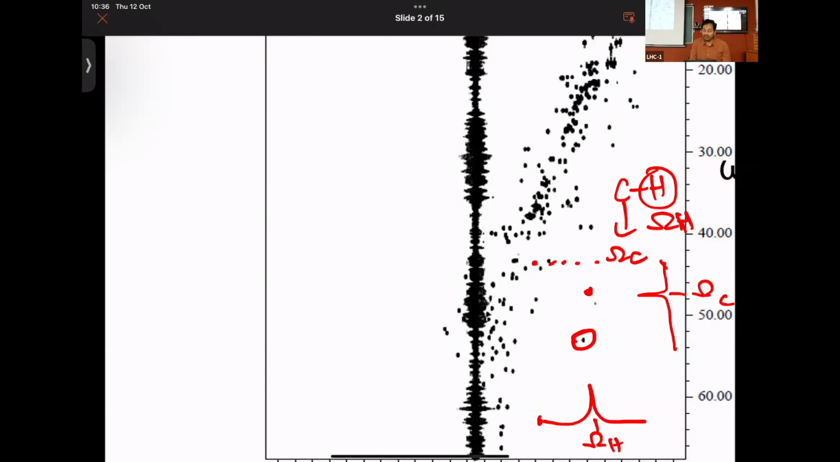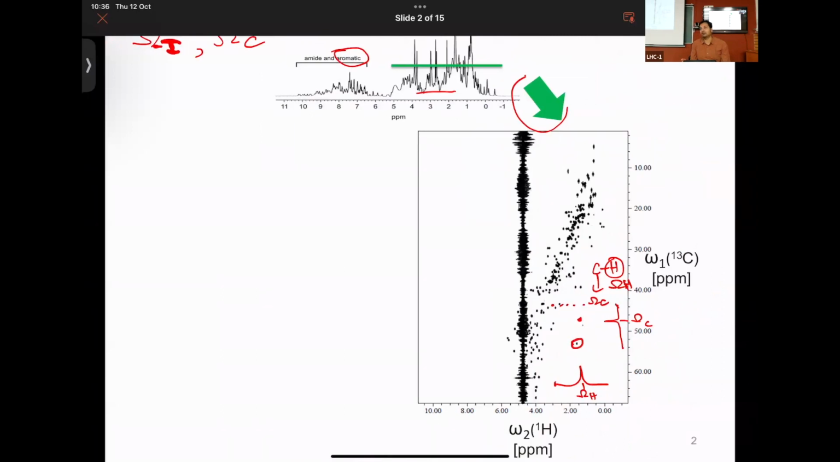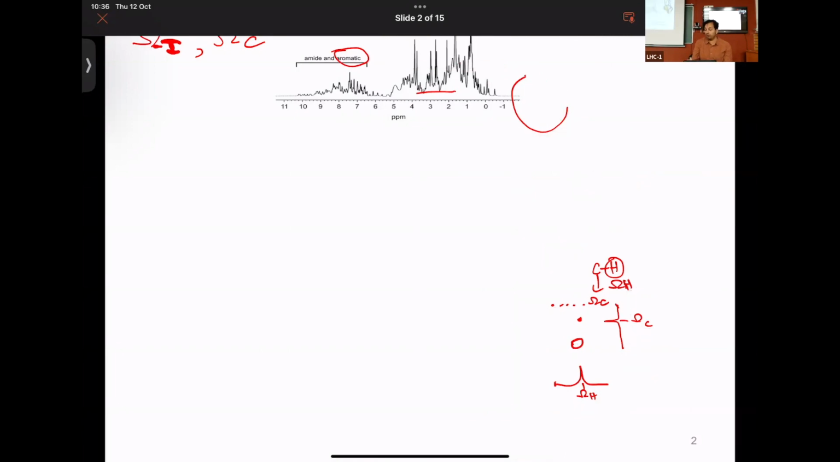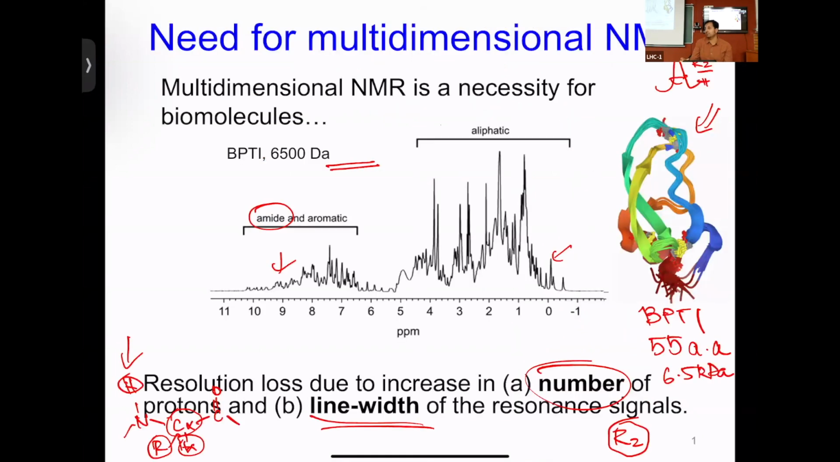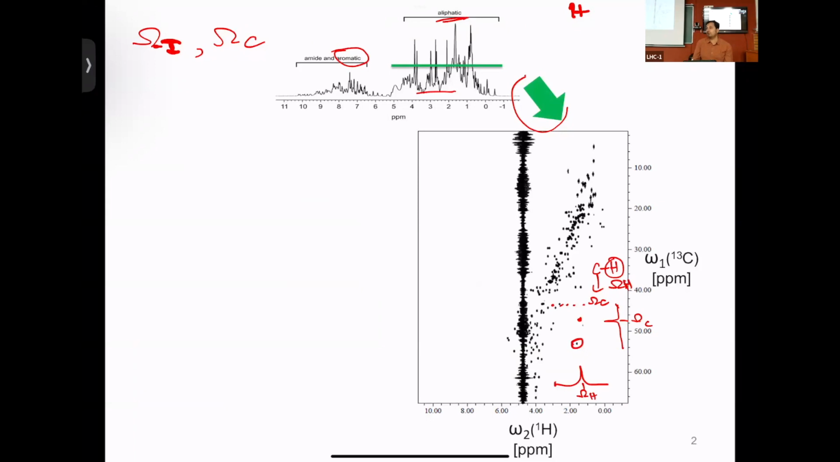So you had so many Hα, Hβ, Cα, Cβ, and so many, and all of them end up resolving. This is a carbon-proton experiment for the BPTI protein, the same protein as I showed you in the previous slide. It's the same system. Previously, the things that you could not resolve due to so many resonances being on top of each other, are you able to appreciate that the 2D NMR is able to resolve it?